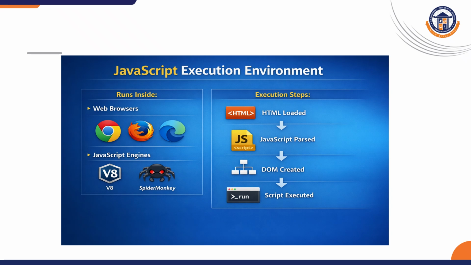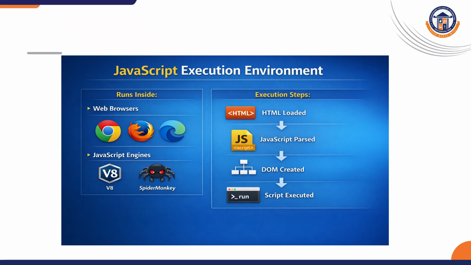JavaScript execution environment. It is the environment inside a web browser that loads HTML, creates the DOM, and executes JavaScript using a JavaScript engine. JavaScript runs inside browsers such as Google Chrome, Mozilla Firefox, and Microsoft Edge. Each browser has its own JavaScript engine. What is a JavaScript engine? It is responsible for parsing and executing JavaScript code. For example, V8 is used by Chrome and Edge, and SpiderMonkey is used by Firefox.